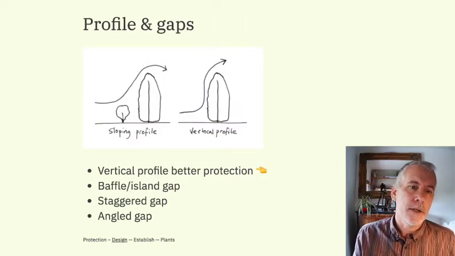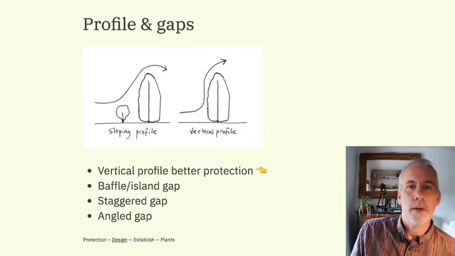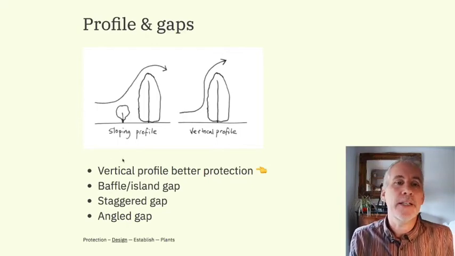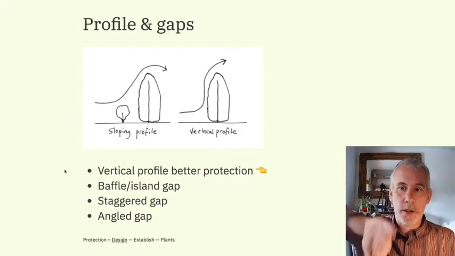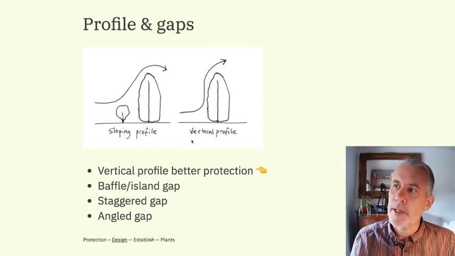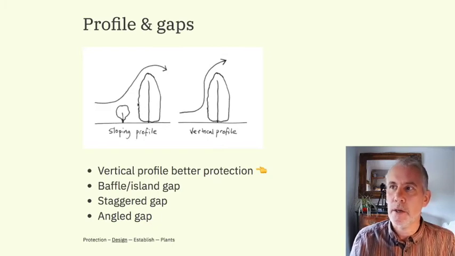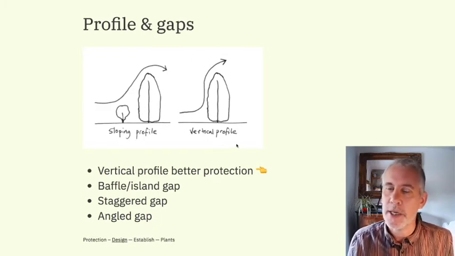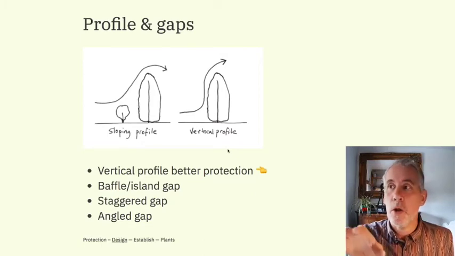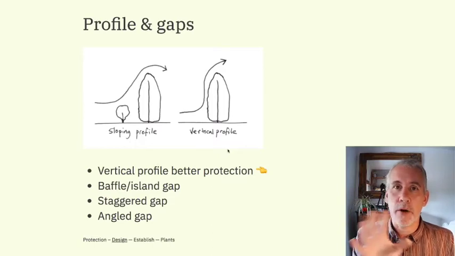Profile and gaps. Okay, so vertical, apparently, according to Martin Crawford, a vertical profile is better for protection than a sloping profile. So if you can, you want a vertical profile like that, ka-dunk, and the wind comes in and goes up and over, rather than the sloping profile that sneaks in. But you've got to think about how your garden fits into the landscape as to what profile you have.